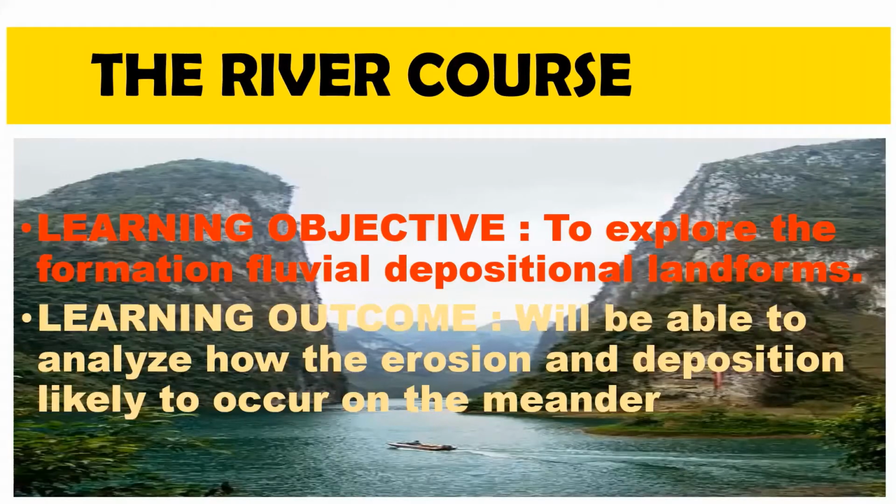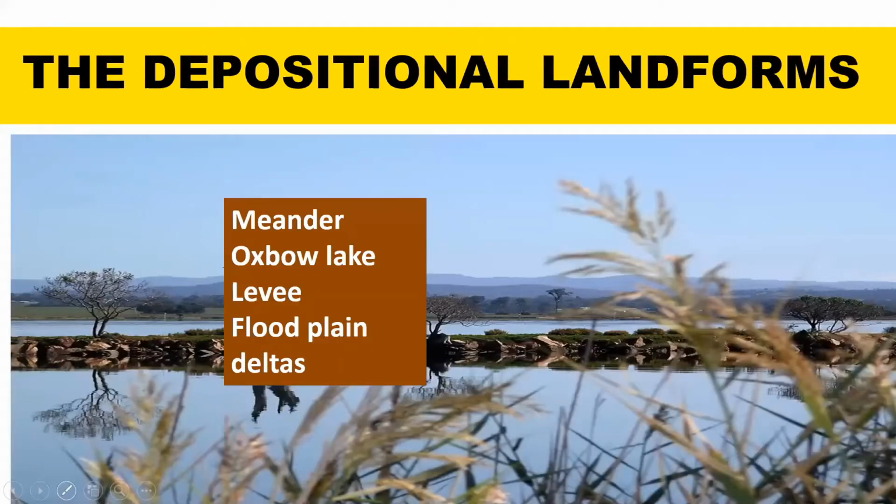Hi everyone. Let's start today's lesson on the formation of fluvial depositional landforms. By the end of the lesson, you will be able to analyze how the erosion and deposition are likely to occur on the meander. The depositional landforms include meander, oxbow lake, levee, floodplain, and deltas.